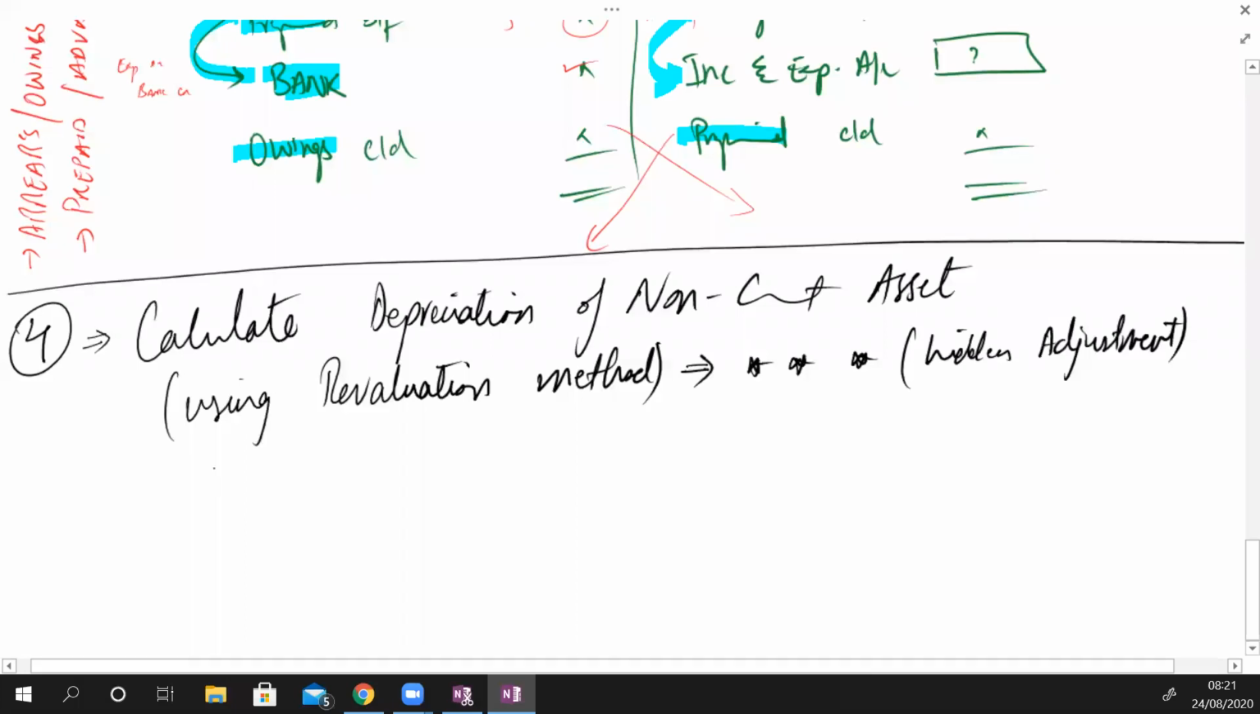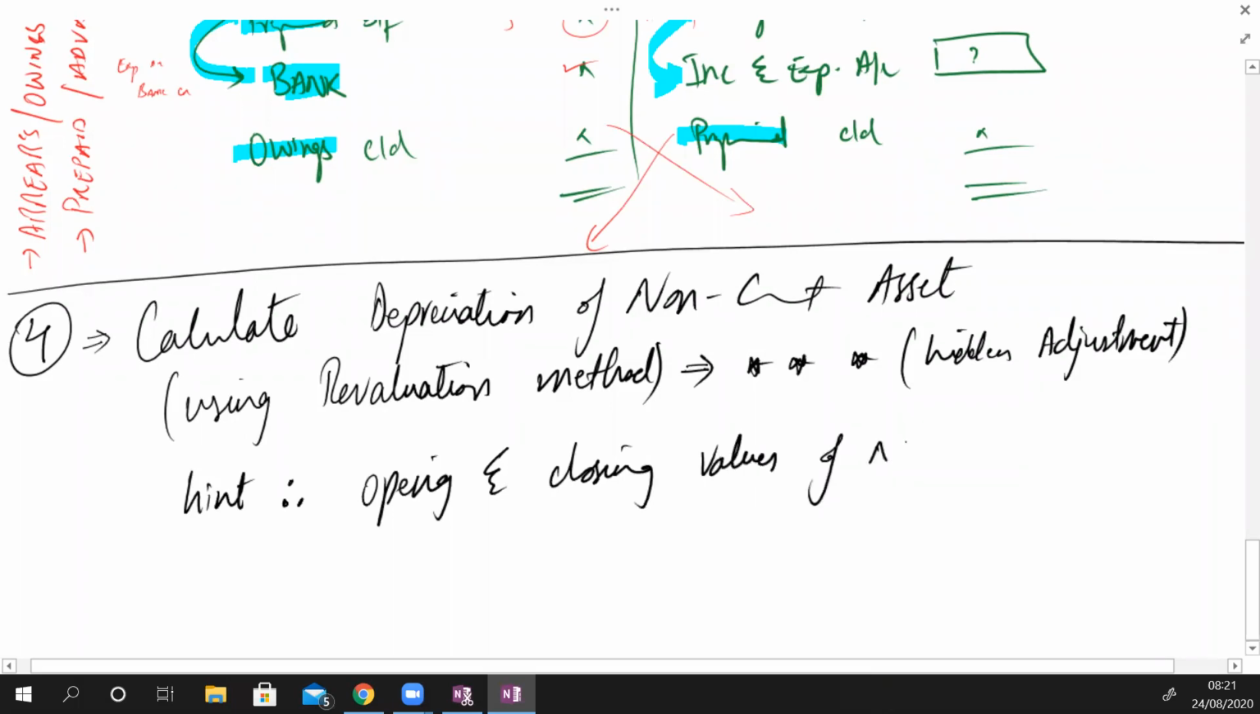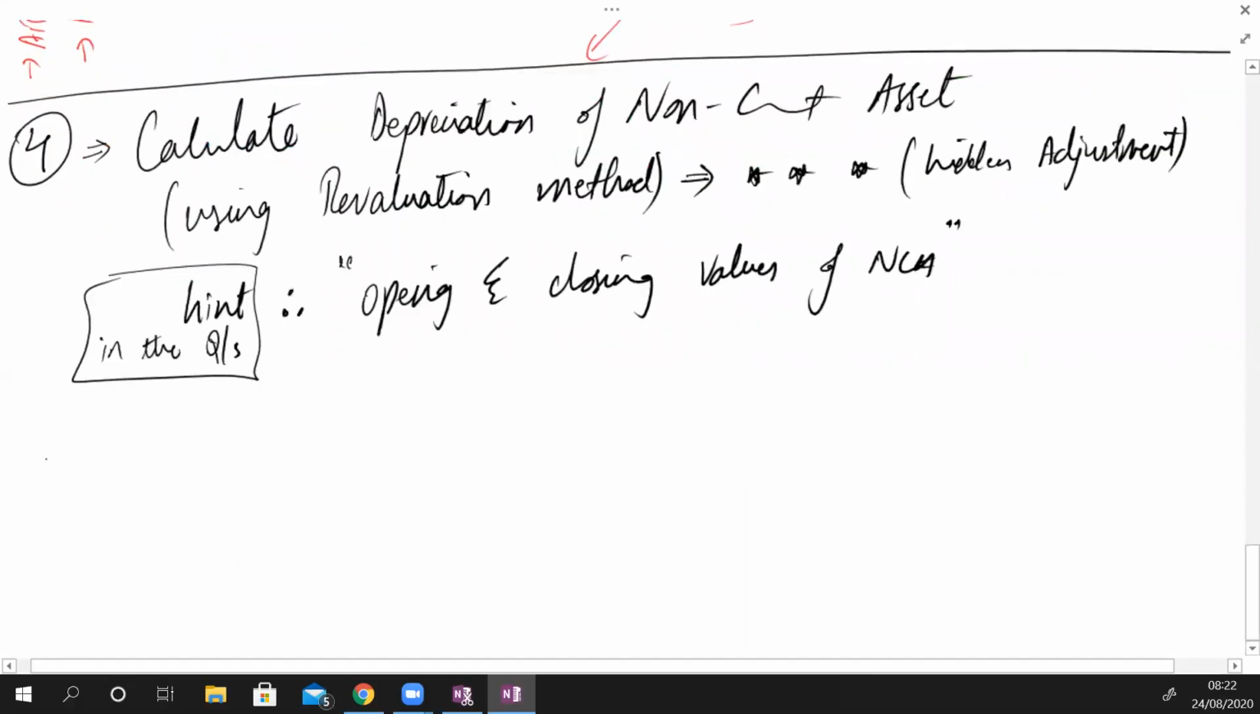ठीक है? इसकी hint क्या होगी? इसकी hint will be, there will be opening and closing values of non-current asset. Hint in the question. Okay. If there would be any opening and closing value of non-current asset, that means you have to calculate depreciation. So yeah. कैसे depreciation of non-current asset using which method?